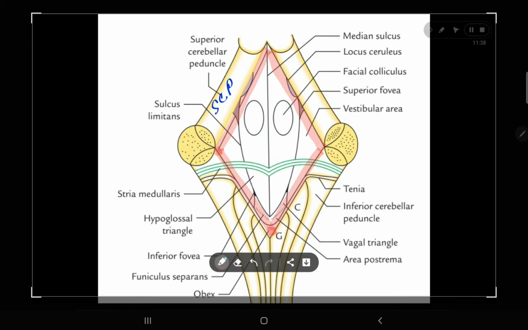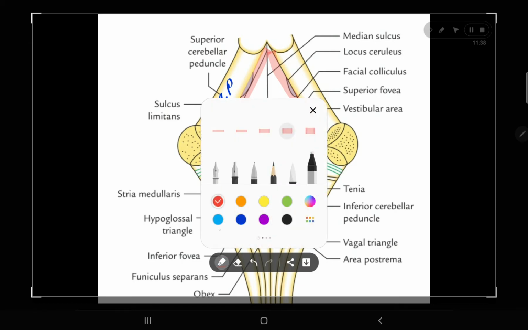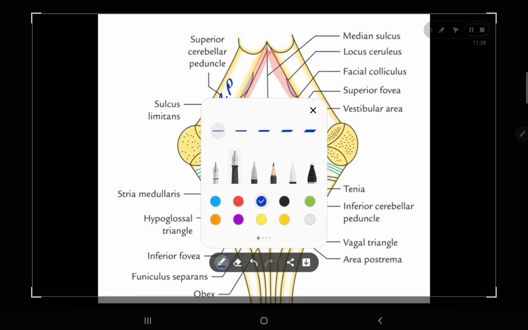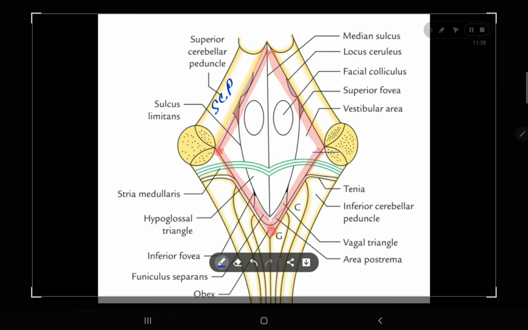And you can see the upper portion. The upper portion is your pons. Above this, what is this? This is some white stria pointed towards the medulla. That's why this is called your stria medullaris.